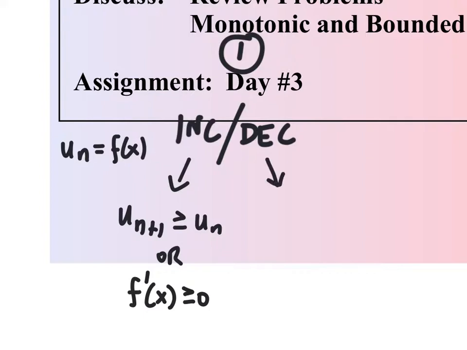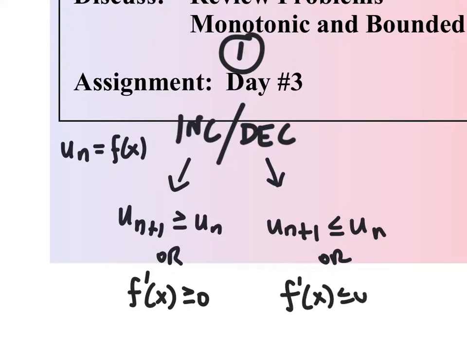Decreasing, very similar. If the next term is less than or equal to the previous term, or if the derivative of that sequence in function form is less than or equal to 0. Sometimes it's easier to use method number 1, sometimes it's easier to use number 2. I typically err on the side of number 2, but sometimes it's ugly. So we've got to pick our battles here, and let's get it going.